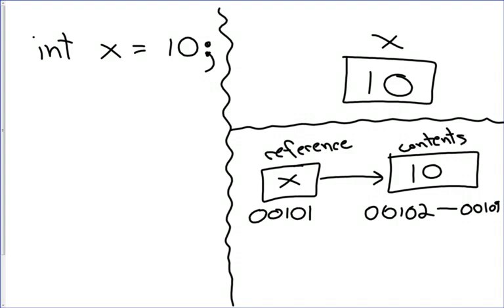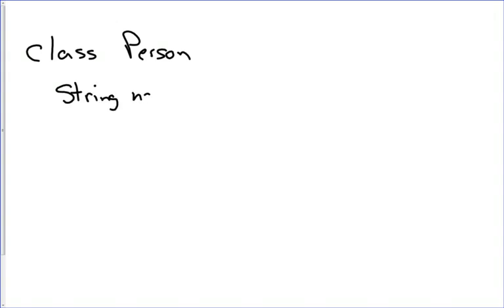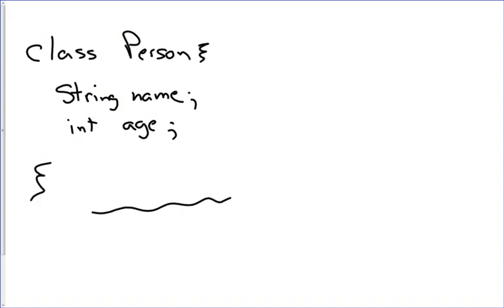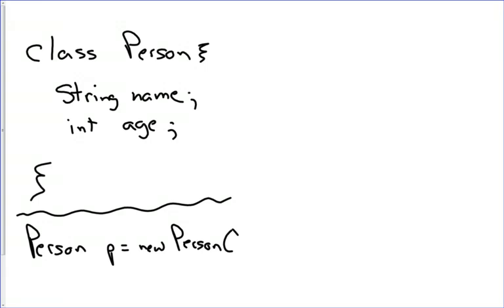Now, that's for a simple data type, like a primitive data type, like an integer. We might end up making something more complex. Let's say we make a class called person, which has a string name and an int age. Very similar to what we did in grade 11 in our example. Say we make a class called person, and then later on, we instantiate that class. We say person P equals new person.